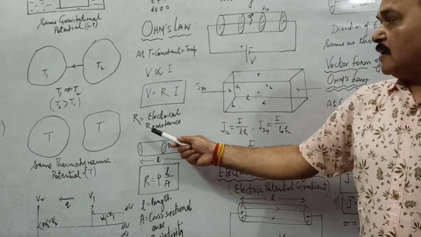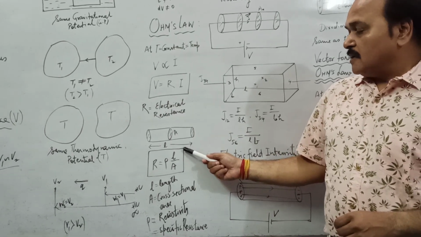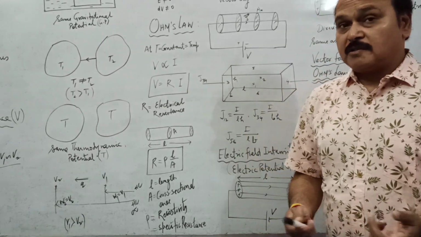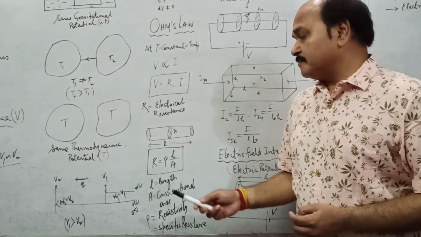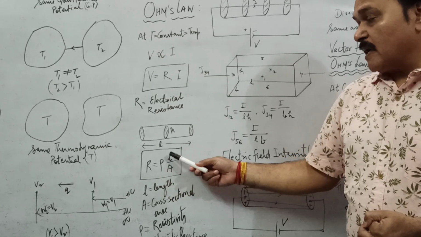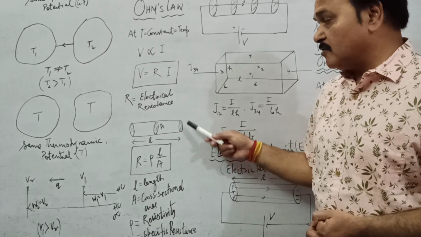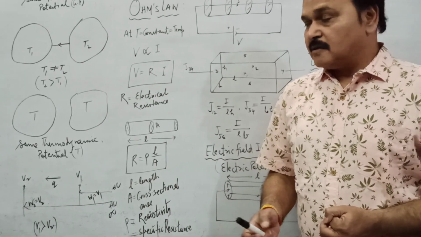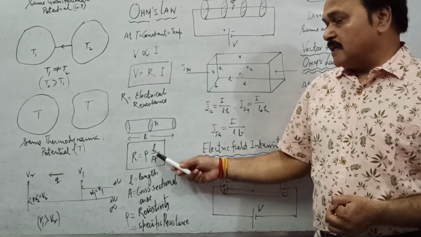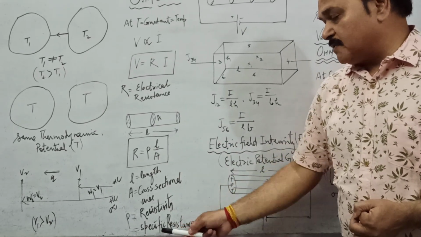Well, R, the resistance of the conductor, is a constant for a conductor, and it is opposition to the flow of charges, or say opposition to the flow of current. This resistance is given as rho times L upon A. Resistance is directly proportional to the length of the conductor and inversely proportional to the cross-sectional area of the conductor. Well, R is equal to rho L upon A, where L is length, A is cross-sectional area, and rho is resistivity or specific resistance.